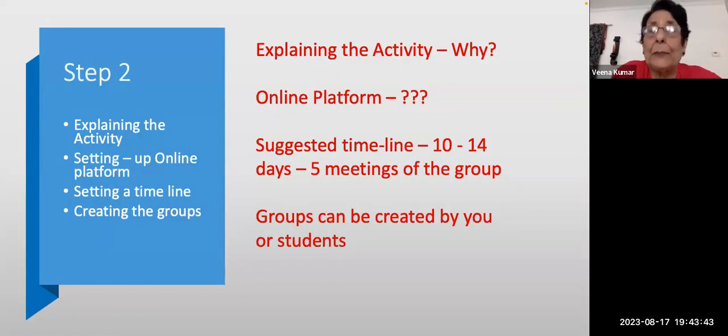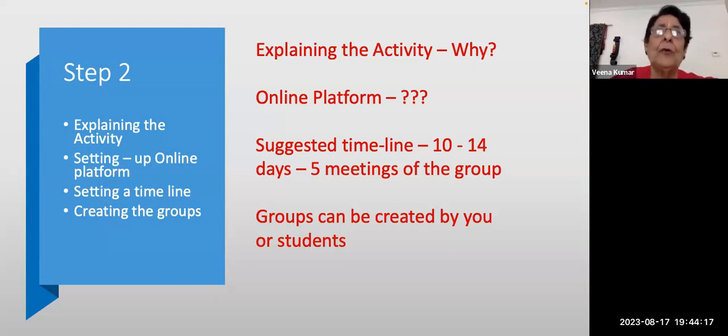Step 2, explain the activity, why you're doing it, and what the platform is. Suggested timeline is 10. Don't give them half a semester to do this. Give them a very specific timeline that this needs to be done. You should have at least 5 meetings of the group, and the group has to meet online. Every LMS has the facility for making groups, and these groups can work on their own.